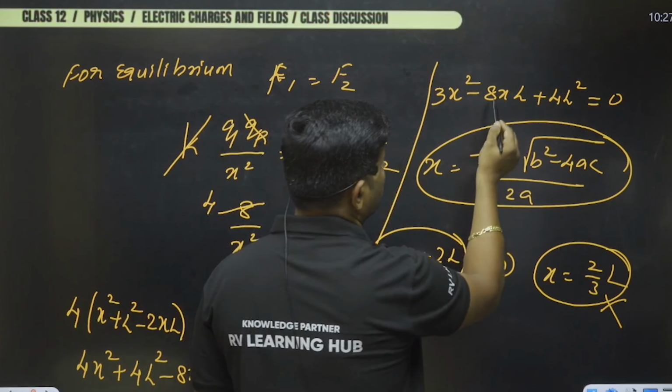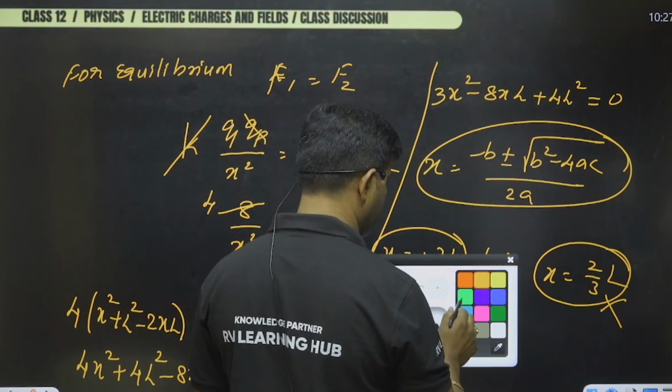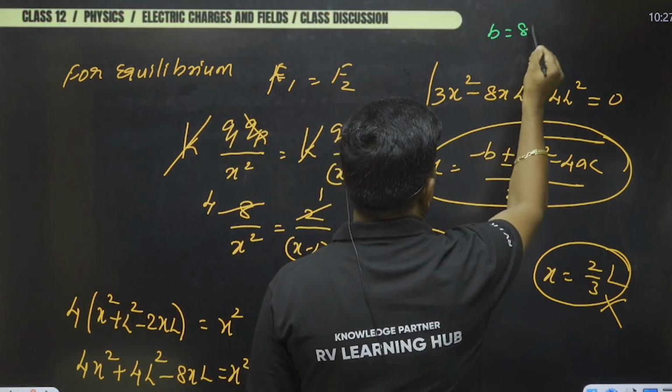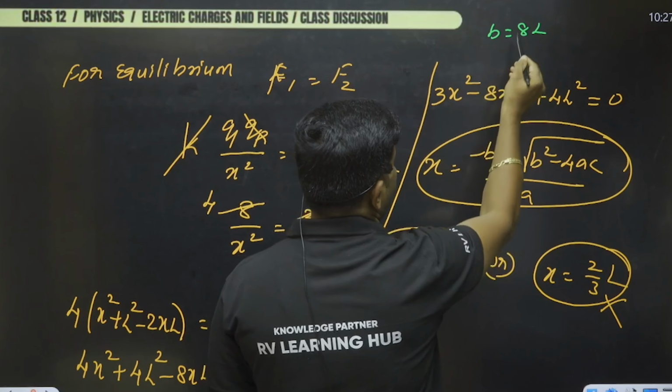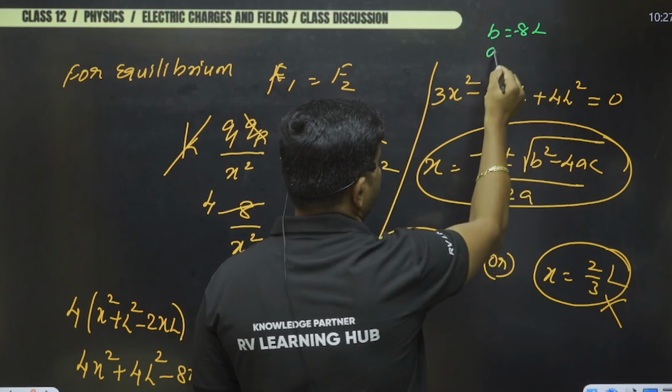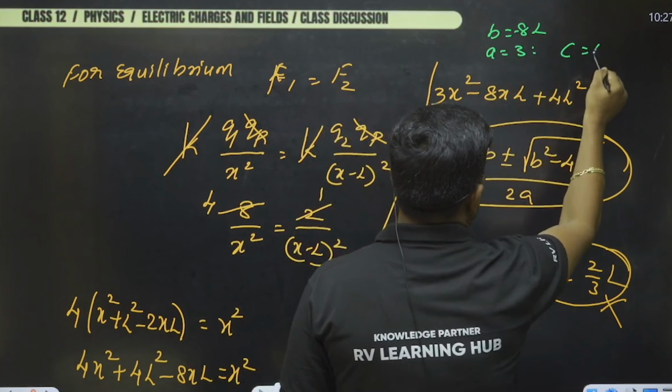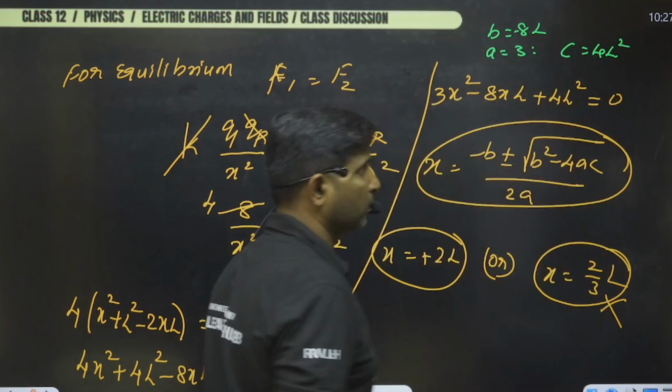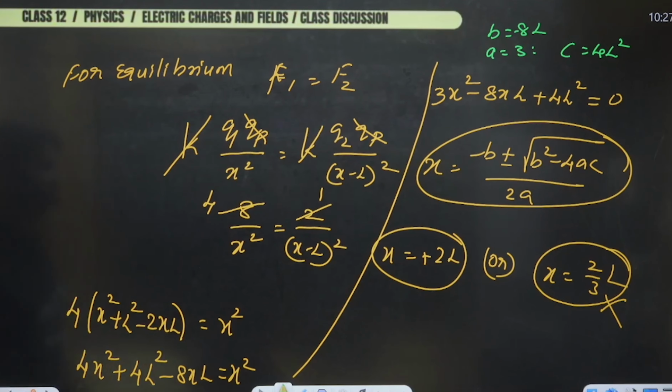B is nothing but minus 8L. If you want, I can write it here. B is minus 8L, and A is equal to 3 and C is equal to 4L square. If we do it by substituting, then we will get it.